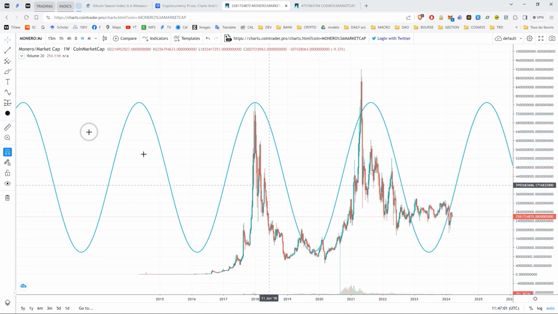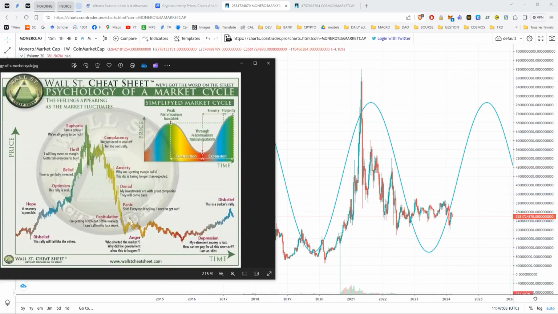Do we follow suit with the bottom psychology? Have we seen anger? Yeah, I think we did. Have we seen depression? Yes, the volatility has been low in here. So we're currently waiting for disbelief. We're in the phase in which this is a sucker's rally. We haven't seen it yet. So yeah, I think a sucker's rally is coming along the way for Monero.